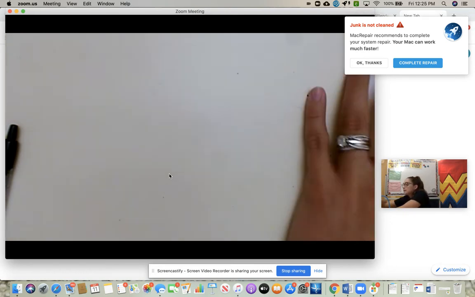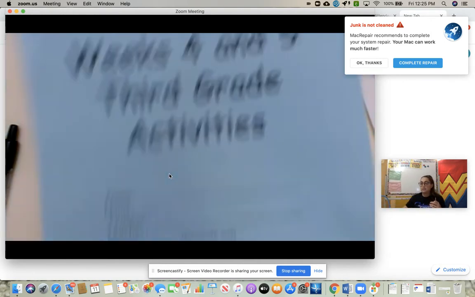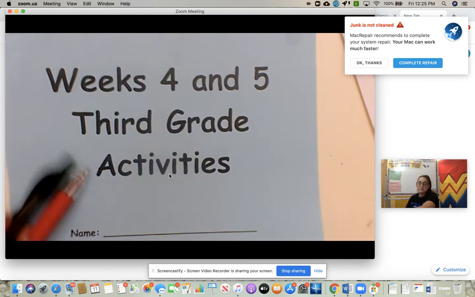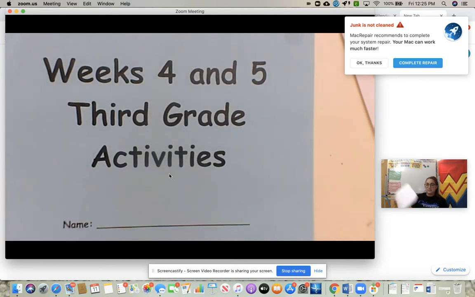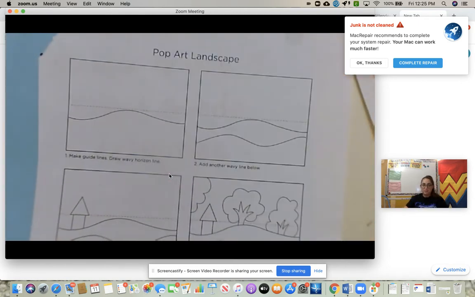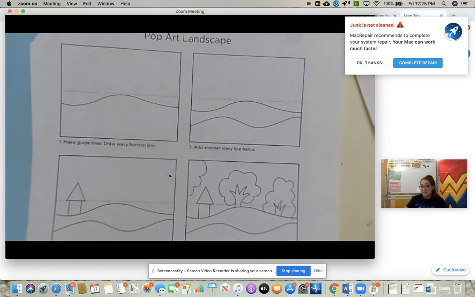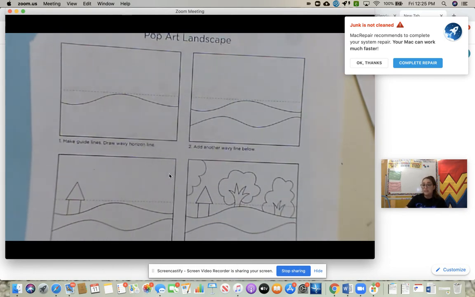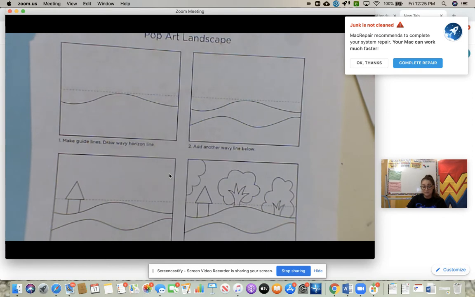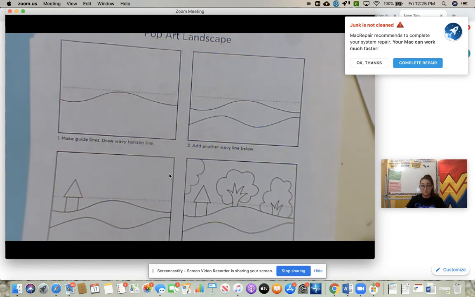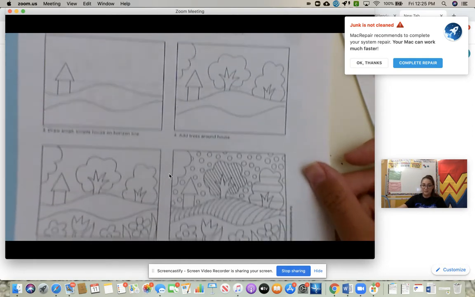Then we moved on to art, and I'm so happy. In their week 4 and 5 third grade activities, there is pop art landscape. So just follow it step by step. And we did it step by step together, and then we had some time to color. But I do want them to do it. So just follow that. You have it.